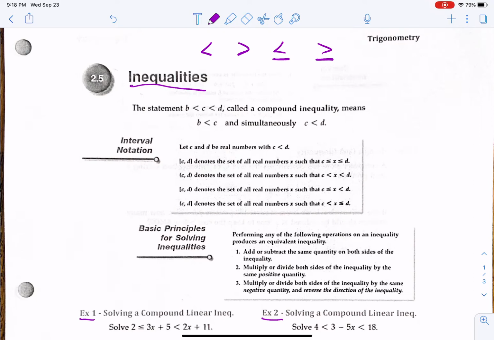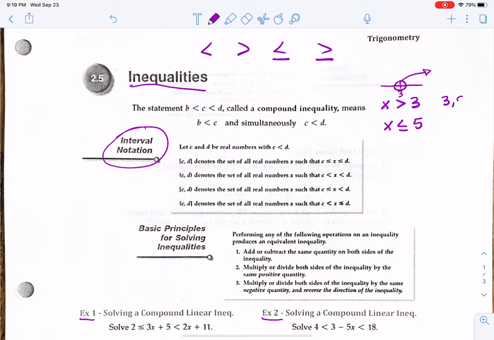Okay, so a lot of times you'll have stuff like, let's say x is greater than 3, or x is less than or equal to 5, okay? And they will sometimes represent this as interval notation. So what this will look like is if x is greater than 3, I think about that on a number line. If x is greater than 3, it's an open circle and it's going this direction. So in interval notation, how we represent that is we say that x is going from 3 to infinity.